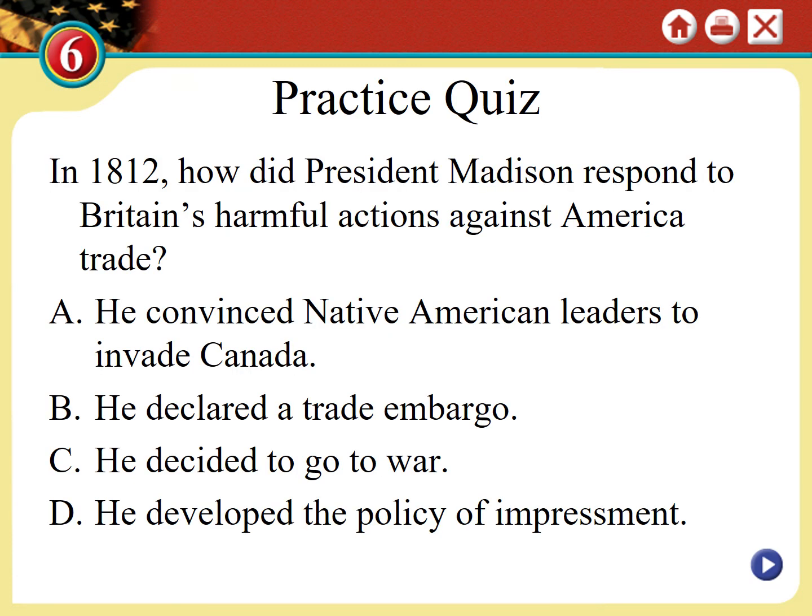All right, so your fun little practice quiz for the day. In 1812, how did Madison respond to Britain's harmful actions against American trade? Anybody? Yes, C. Eventually he decided to go to war. Jefferson declared the trade embargo. We are the ones who invaded Canada, and Britain was the one committing impressment against us, so war would have been the only option.